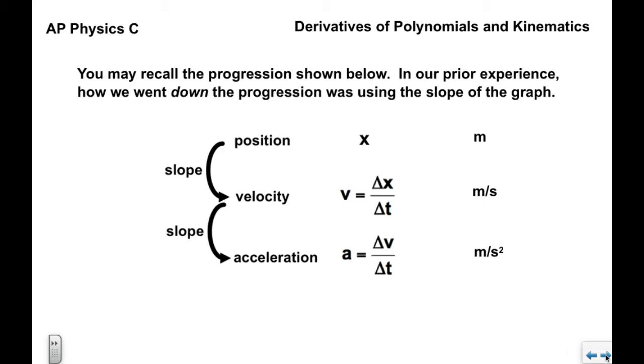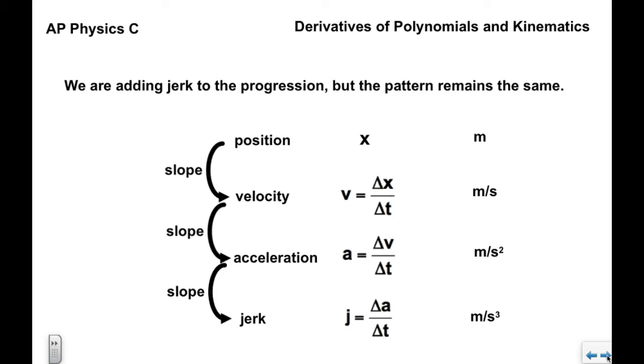Now you may recall the progression that's shown below from position to velocity to acceleration. As we go down this progression, in our prior experience, we went down the progression using the slope of the graph. You'll notice that the formula is here. Velocity is the change in position over time. Acceleration is the change in velocity over time.